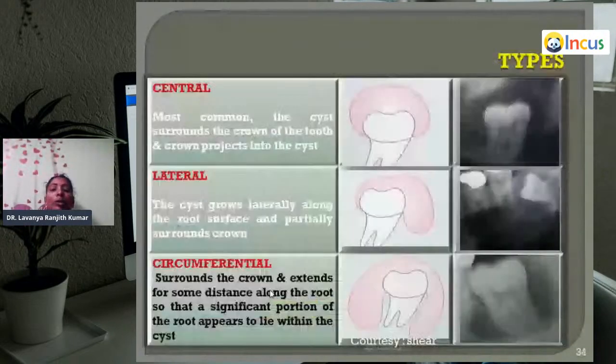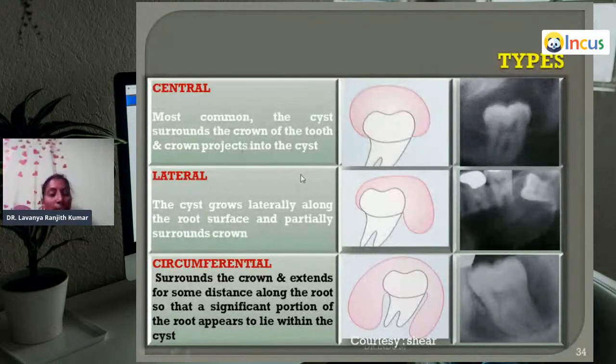Coming back to the types of dentigerous cyst based on the radiograph: it is central, lateral, and circumferential. Central is the most common type, where the cyst surrounds the crown of the tooth and the crown projects into the cyst. Lateral means the cyst grows laterally along the root surface and partially surrounds the crown. Circumferential means it surrounds the crown and extends for some distance along the root, so that a significant portion of the root appears to lie within the cyst.